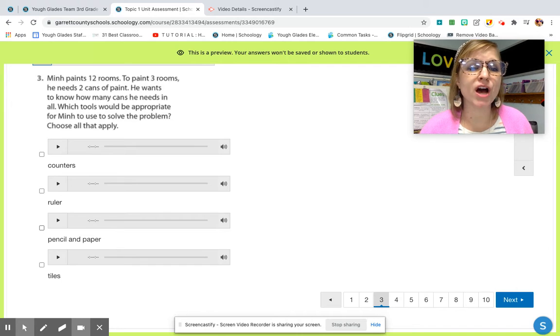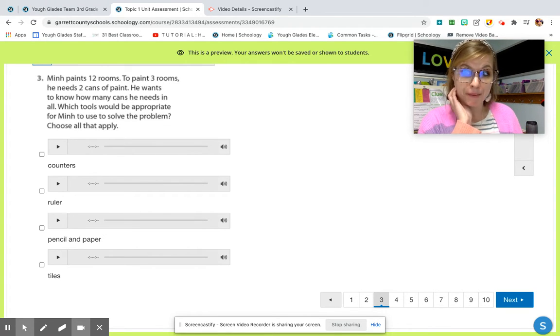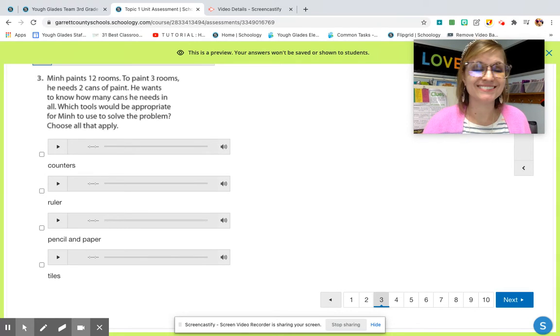Min paints 12 rooms. To paint 3 rooms, he needs 2 cans of paint. So he needs to know how many cans he needs in all, okay? So how would you solve that? Now, this could be a division and multiplication equation, so you have to think about this. What do we use in school to solve those problems? What do we use? Here are your options.